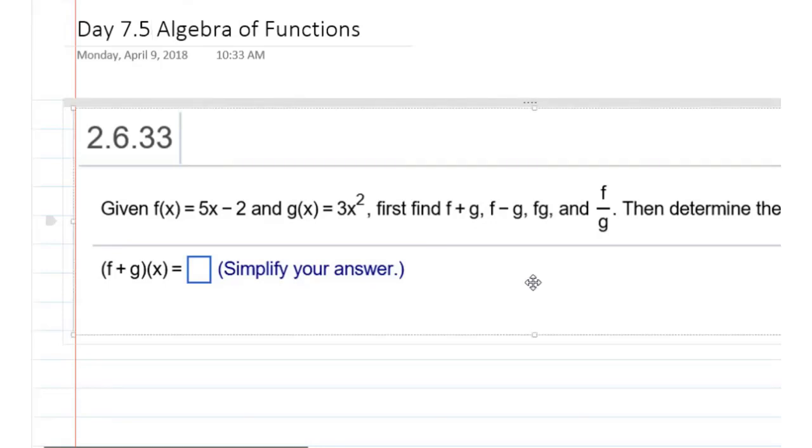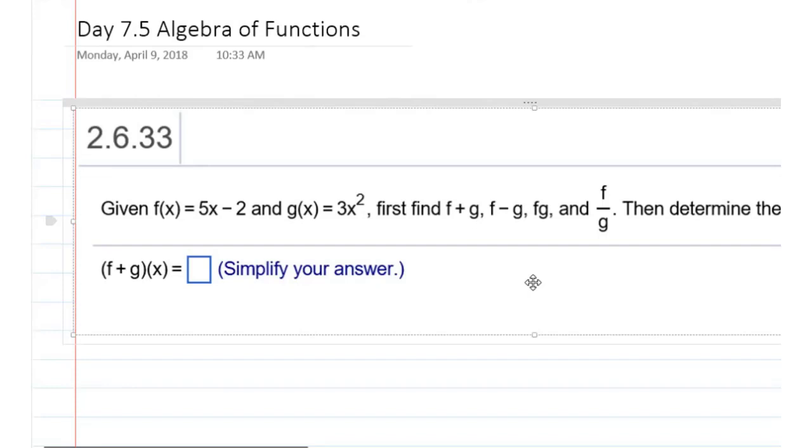Algebra of functions. So we're talking about functions that have real number values. Any outputs and inputs are real number values. And so we can add functions together just like we can add real numbers. We can subtract them, multiply them, divide them. And when we add, subtract, multiply, or divide a pair of functions, we get a new function. And the new function is going to have its own domain and range and all that good stuff.